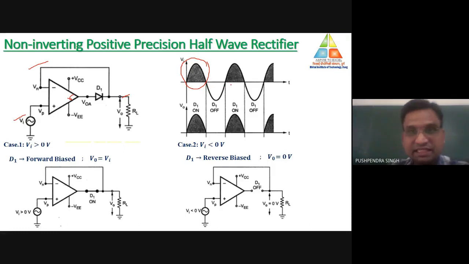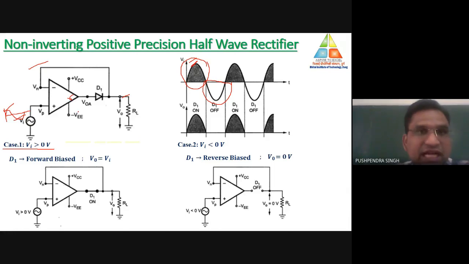Then in the second case, we will analyze the circuit when the level of the input signal is less than 0. So these are the two parts by which we are going to analyze the circuit. The first case is when the level of the input signal is more than 0. That means we are concentrating on this part. This is our input sinusoidal waveform, and we are concentrating on this positive half cycle.